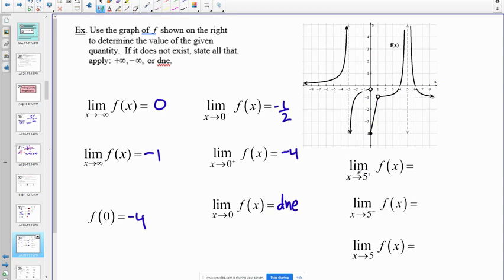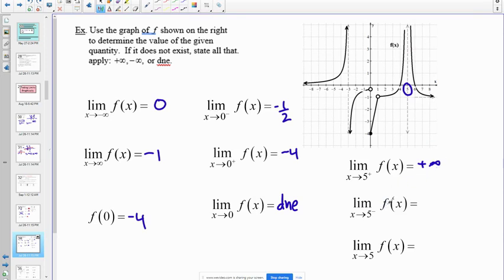Okay, so let's look at this right here, the limit as x approaches 5 from the right. So here's my 5 right here. X is 5. I'm going to approach it from the right, kind of get close to the 5 here, follow the function, get closer and closer to 5, and what I get is positive infinity here. That's the y value. Make sure you're reading off the y value here. The limit problems are always a y value answer.